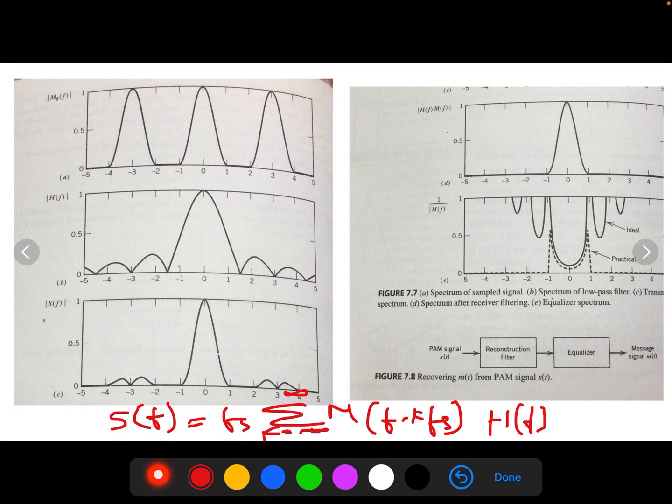So we find that the spectrum of the resulting filter output is equal to m of f into h of f. This output is equivalent to passing the original message signal m of t through another low pass filter of transfer function h of f. That is depicted in this diagram.